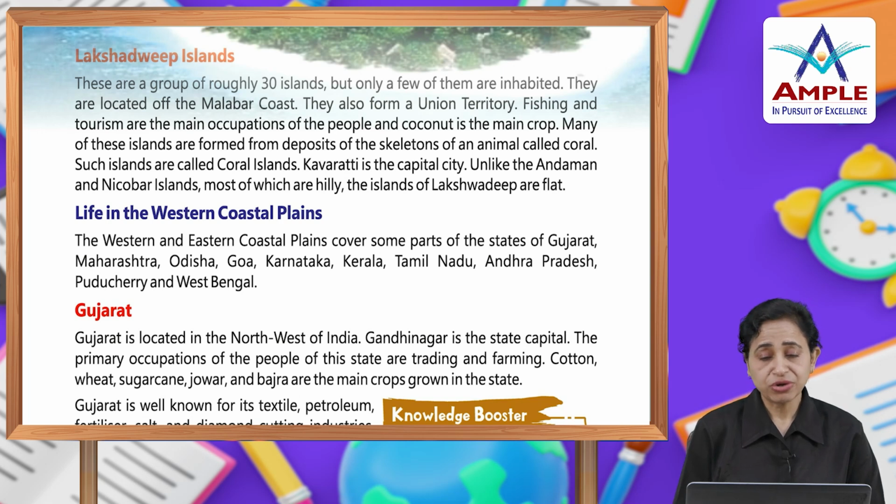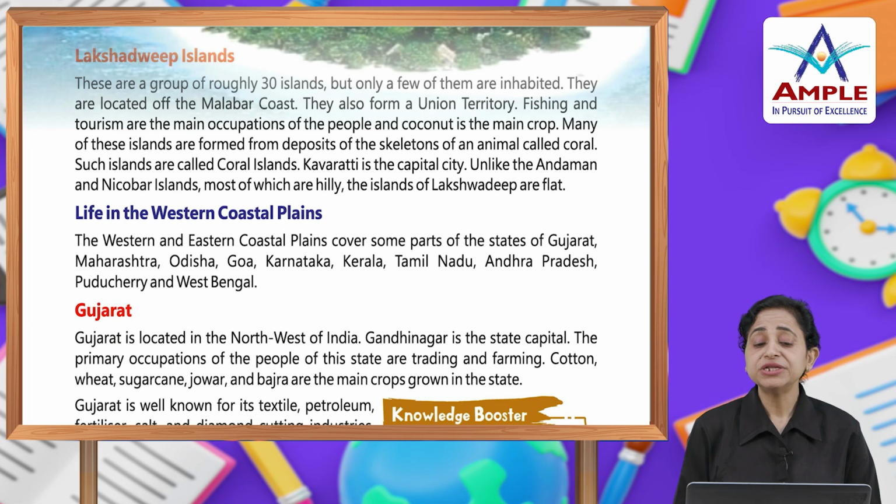Kavaratti is the capital city of the Lakshadweep Islands, and unlike the Andaman and Nicobar Islands, most of which are hilly, the islands of Lakshadweep are flat. Life in the western coastal plains. The western and eastern coastal plains cover some parts of the states of Gujarat, Maharashtra, Odisha, Goa, Karnataka, Kerala, Tamil Nadu, Andhra Pradesh, Puducherry and West Bengal.